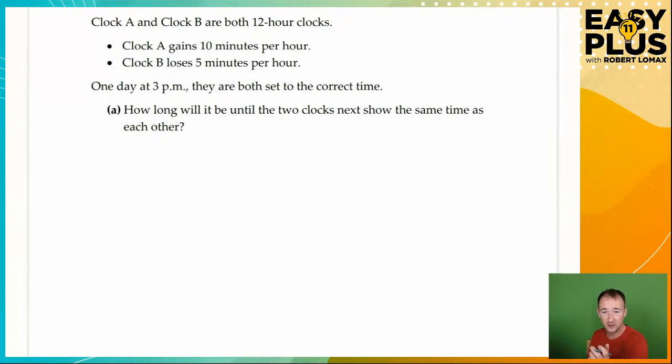Clock B is 5 minutes slow. So if you start clock B at 12 o'clock, when it's 1 o'clock, the clock will actually be saying 5 to 1. So it's behind.